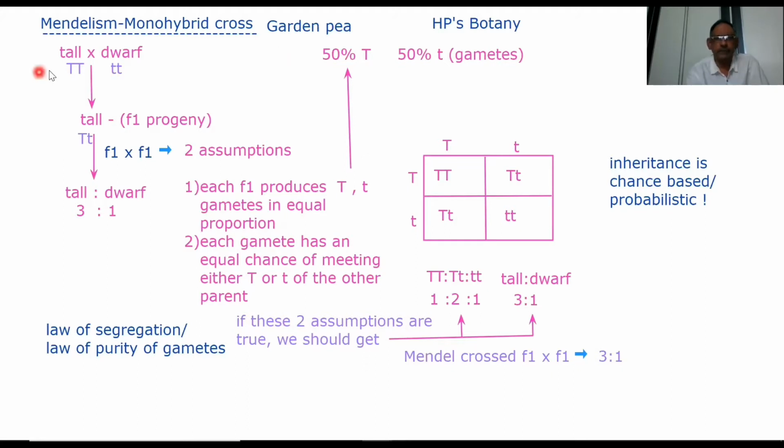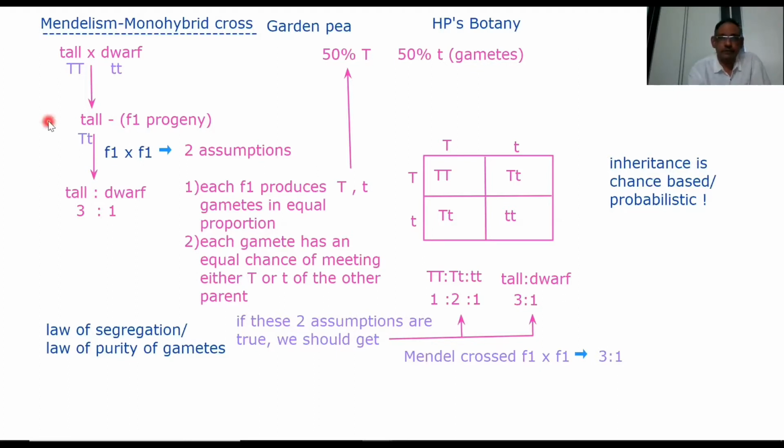Mendel selected pure tall plants and dwarf plants. A pure tall plant is a tall plant that will give only tall progeny when subjected to repeated self-pollination, which means genetically the tallness is pure. And dwarf, by the way, is always pure. Dwarf cannot be mixed. When a tall plant and dwarf plant are crossed, they produce F1 progeny, which are all tall.